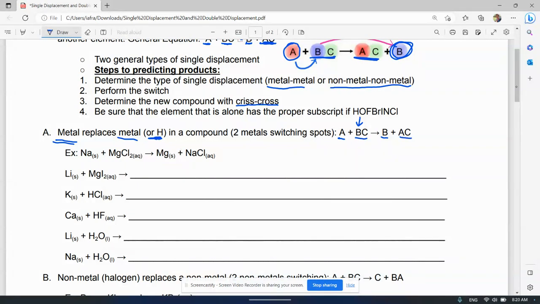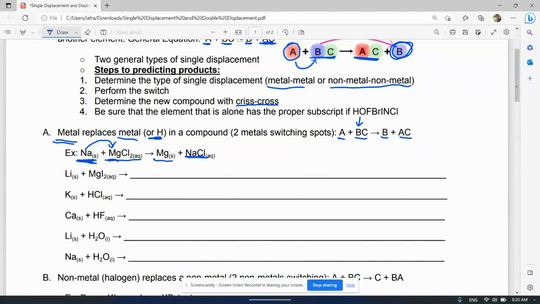So you can see an actual example here. You have sodium reacting with magnesium chloride. So right away we can tell this is a metal replacing a metal. How do I know that? Well, the metal is the one that starts off alone. So the metal will kick the metal out. And now magnesium is alone and sodium is with chloride.